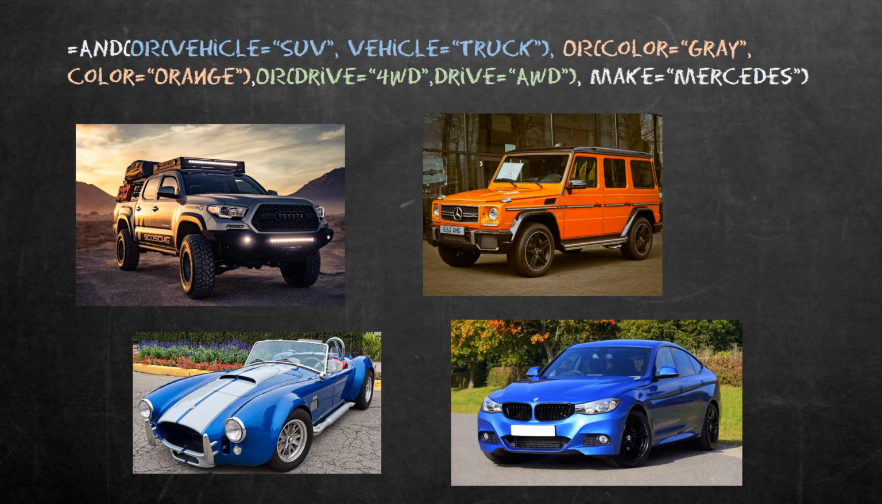So here's a similar example, just a little bit more complex. It has a couple more or statements within it, so you can see how you can actually increase the complexity of your and or statements by using them together. In this one, in the and statement, we'll see which one meets the criteria. The first statement would be a vehicle has to be an SUV or truck, so that gives us the top two. Orange or gray, still the top two. Four-wheel drive or all-wheel drive, so still top two. And then finally, the make is equal to Mercedes, which would be the top right.